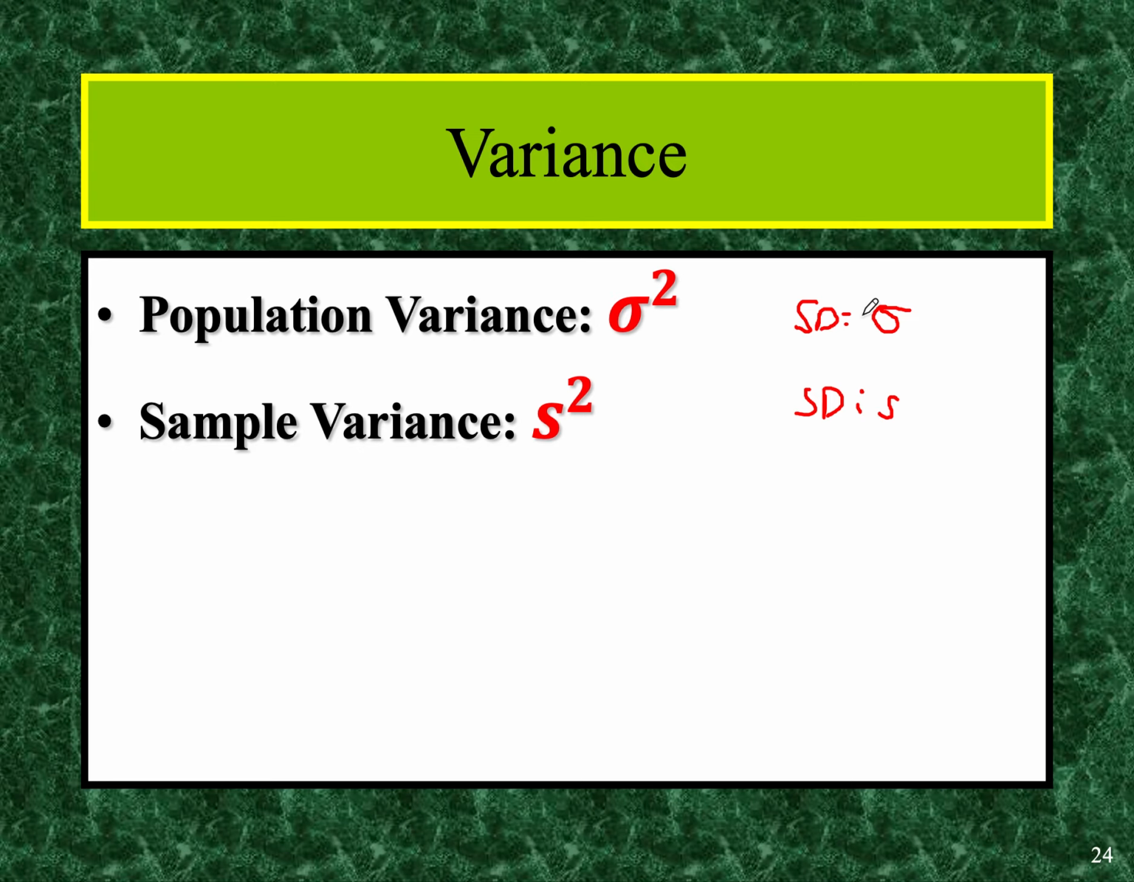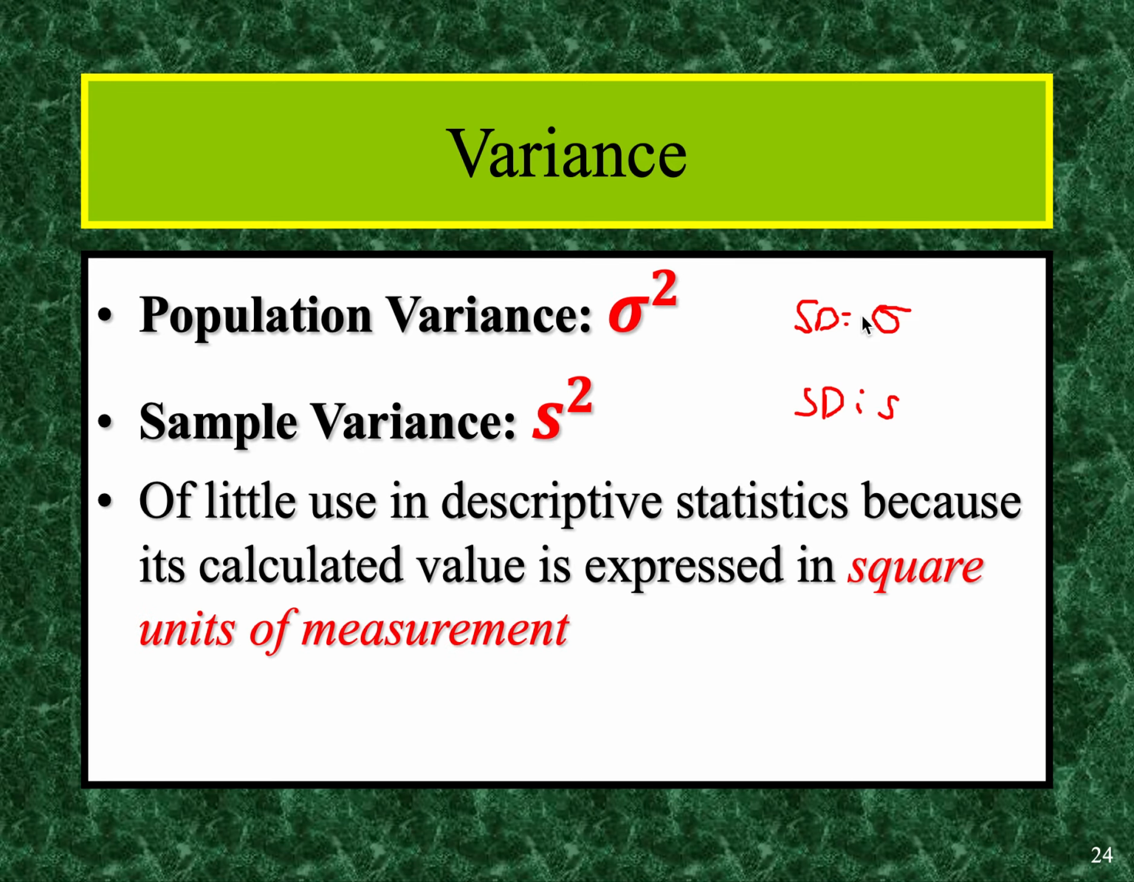The variance is of little use compared to standard deviation, especially in descriptive statistics, because its calculated value is expressed in square units of measure, and we want the square units to be away because we want the normal units, not the square units.